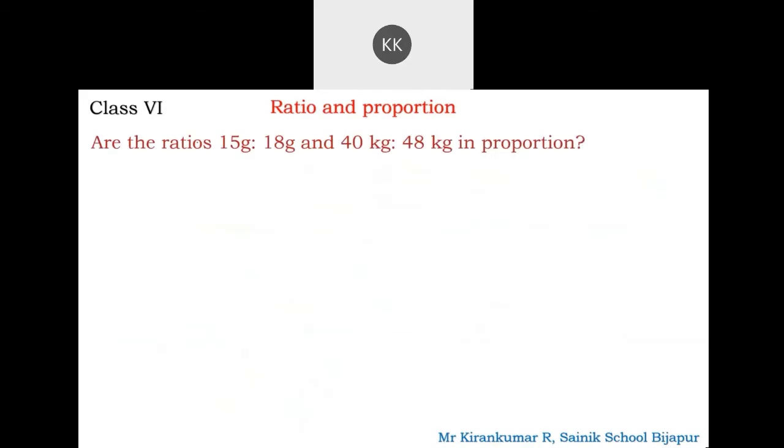Look at this. Are the ratios in proportion? How do we check whether the ratios are in proportion? We have to multiply the extremes and the means. If you multiply, you will get them as equal. If they are equal, they will be in proportion. 18 into 40, the product is 720.